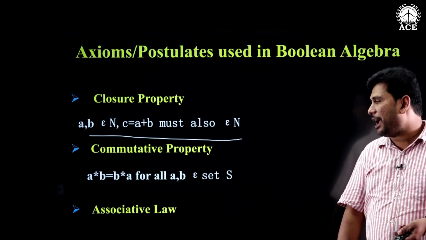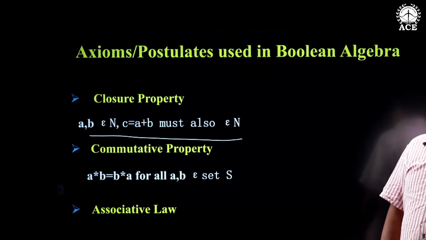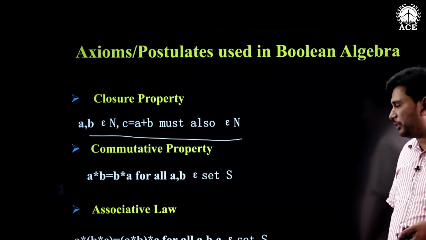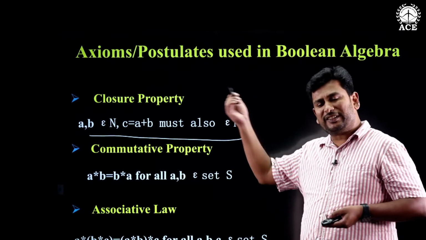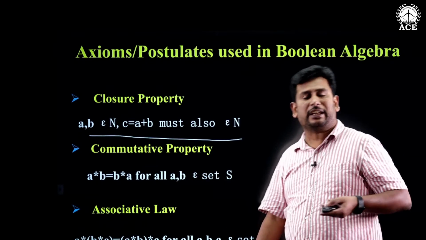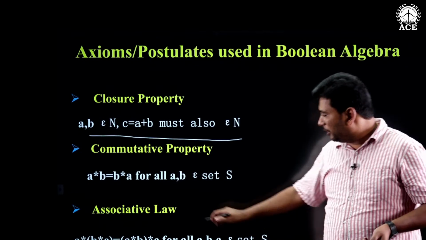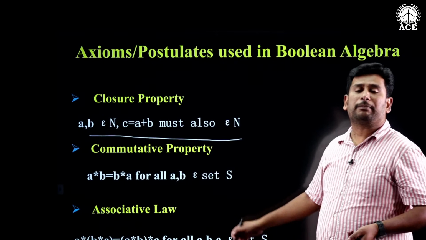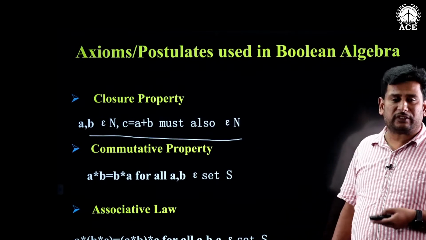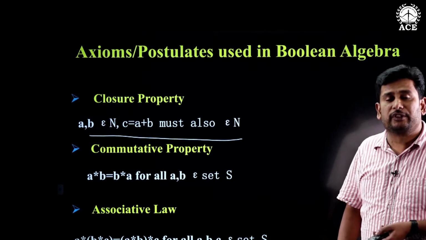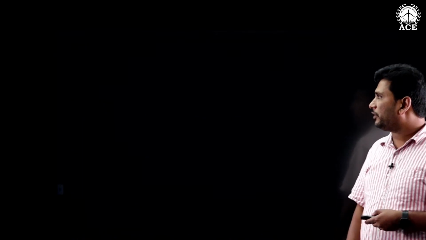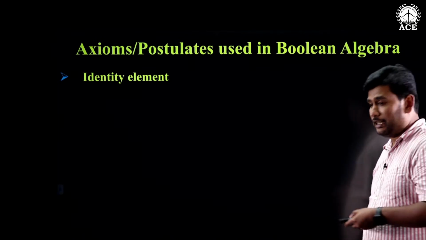And the third property which we have is the associative law. For the associative law, we will go ahead with a minimum of 3 variables. The associative law states that if A, B, C are 3 different elements, first you calculate the product of B and C and then multiply with A. The result will be the same when you first multiply A and B, then multiply with C. This property is called the associative law. So these 3 are the first 3 fundamental postulates which we are using in Boolean algebra. Sounds clear? Good.